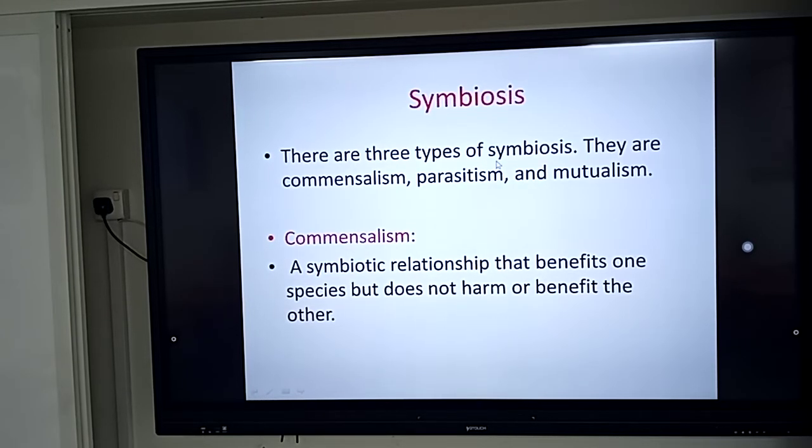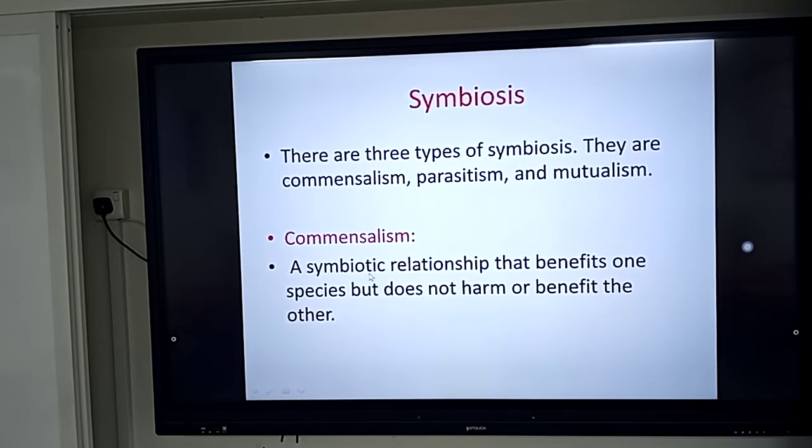There are three types of symbiosis. There are how many types of symbiosis? Three. They are commensalism, parasitism, and mutualism. These are the three kinds of symbiosis. Let's talk about commensalism.